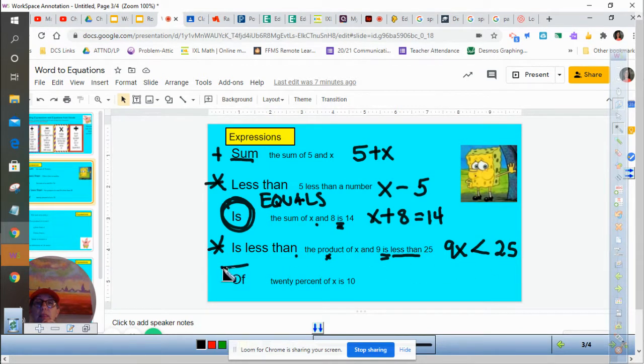All right, now we get to of. Of, as we saw in our first slide, means times. 20% of x is 10. How do we write 20% in math? Well, we don't write it with a percent sign. We write it as a decimal. So 0.20 times x, and that's equal to 10, or we might write it as 0.2x is 10. All right, so those are our simple expressions.